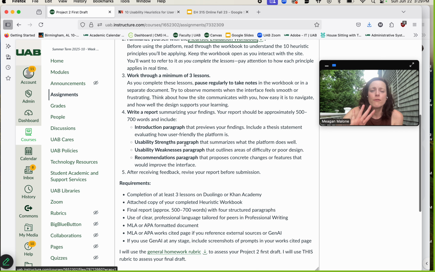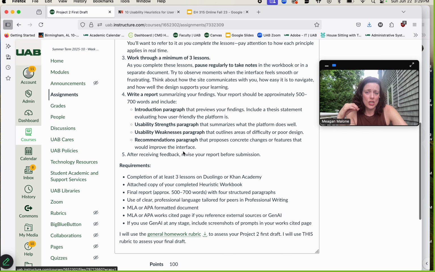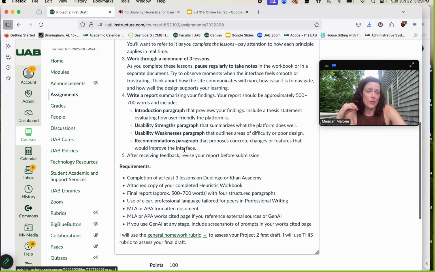But you want to have 4 major paragraphs or 4 major parts. You can exceed 500 to 700 words, that's fine, but that's your minimum. You have an introduction paragraph that previews your findings, including a thesis statement of evaluating how user-friendly the platform is. You want to talk about its strengths and weaknesses and then its recommendations. So those are the 4 paragraphs you need to have.